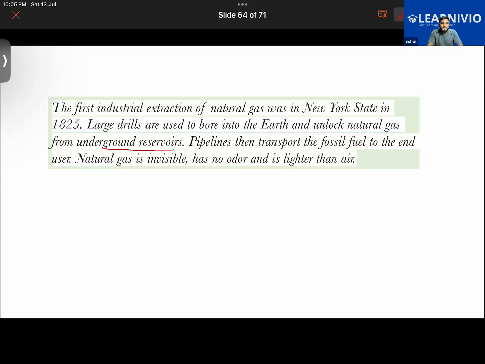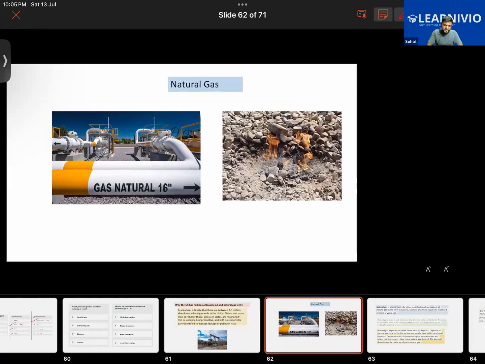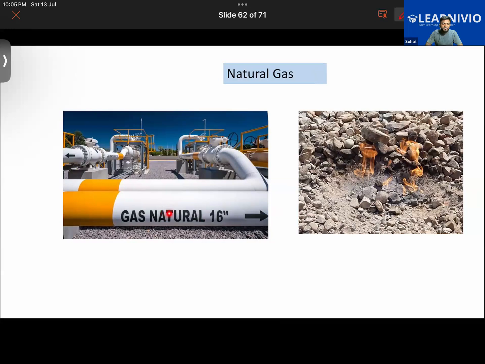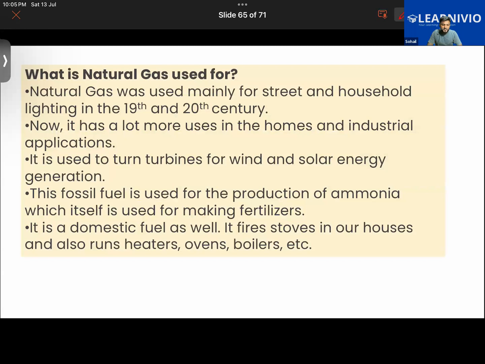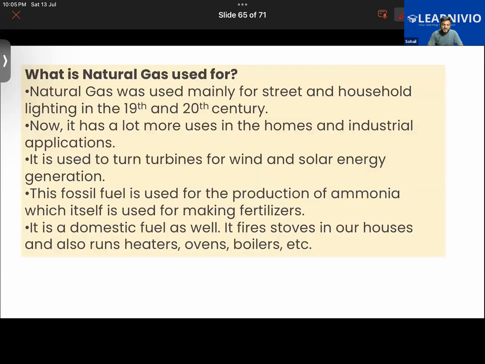One advantage is that it can be transported from one place to another with the help of pipelines. It is easy to transport, as you can see over here, by the gas pipelines it can be transported from one place to another, even from one country to another. Another thing is that it does not have any odor, it is invisible, and it is lighter than air. So these are the characteristics of natural gas.